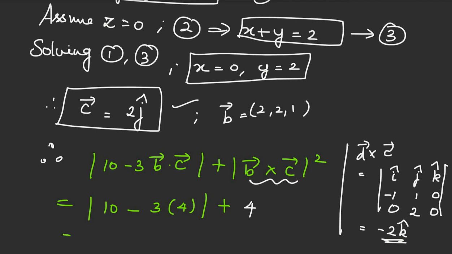Now the value gives me this is equal to mod of 10 minus 12, mod of minus 2, which is equal to 2, and 2 plus 4, which is equal to 6, will be the answer.